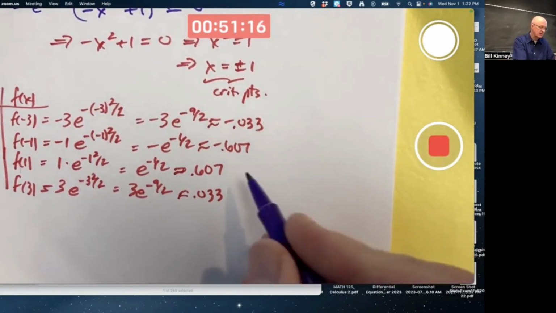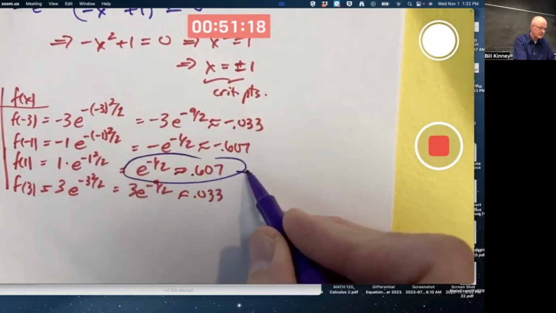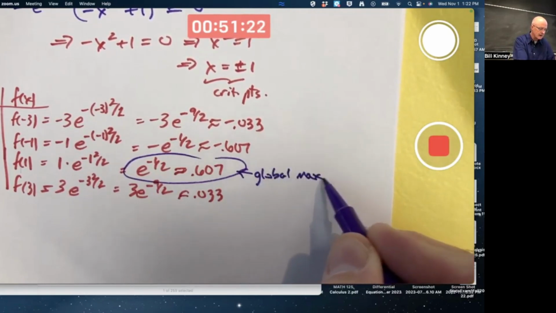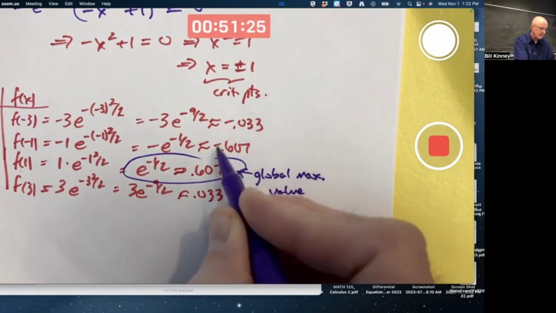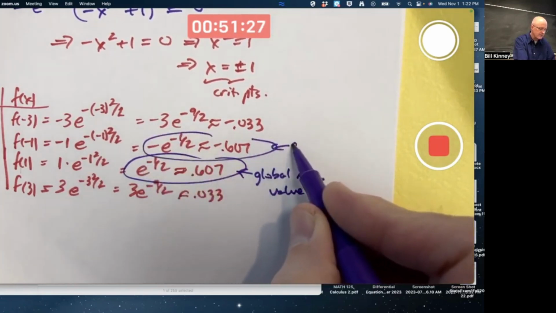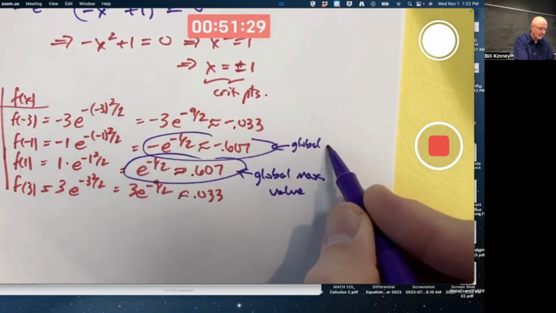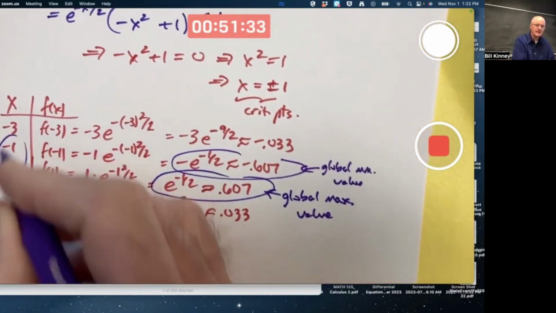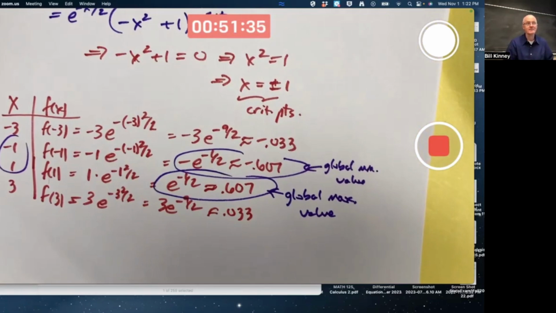So the largest number here is this one. There's your global max value. And your smallest number is this one. There's your global min value. This time, those are occurring at the critical points, plus or minus 1, not the endpoints.